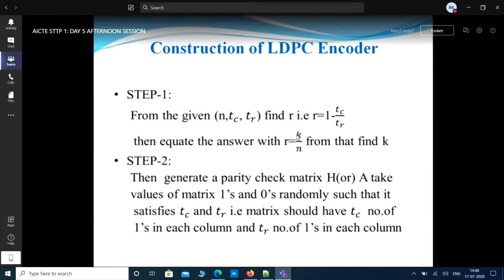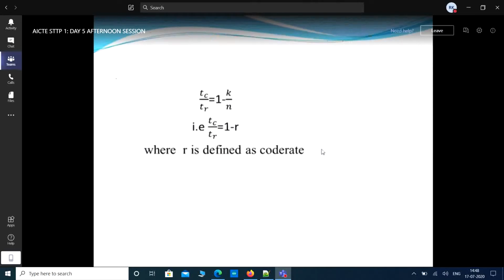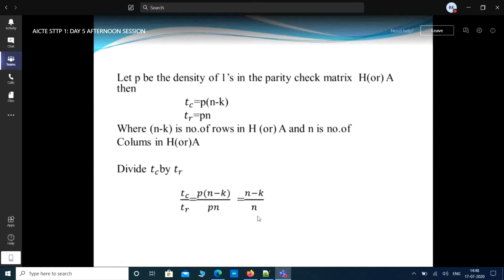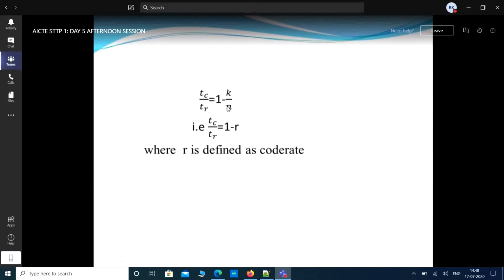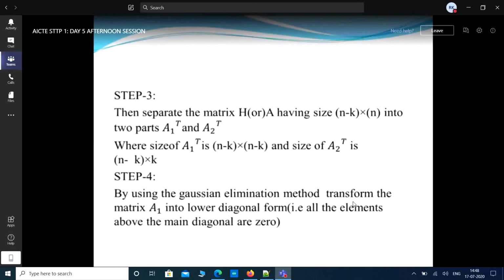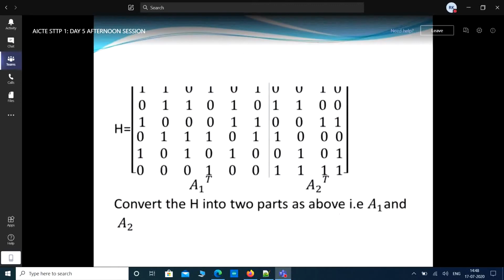Here n is equal to 10, tc is 3 and tr is equal to 5, and k is equal to 4 only. In our example, the number of information bits is 4, based on the previous mathematical equations used to determine the number of information bits. The number of information bits is 4.